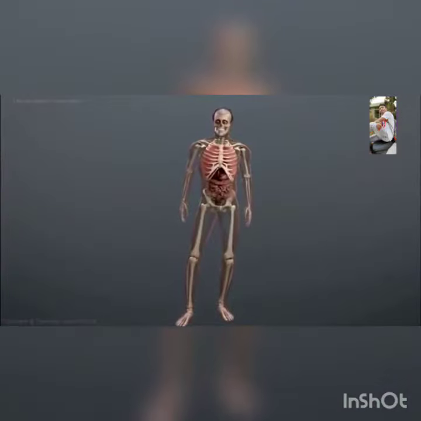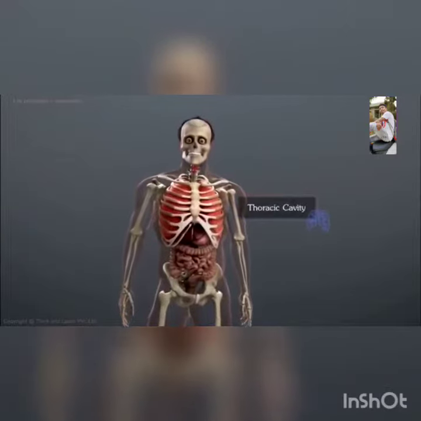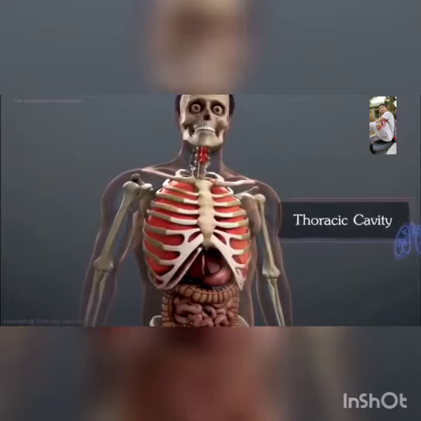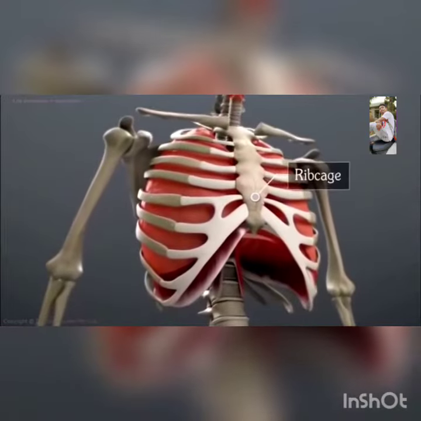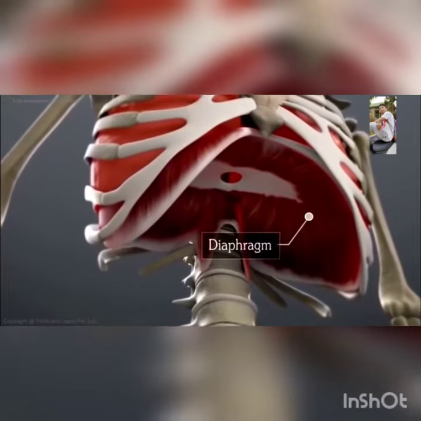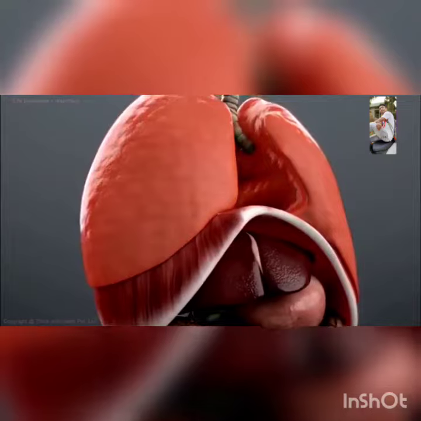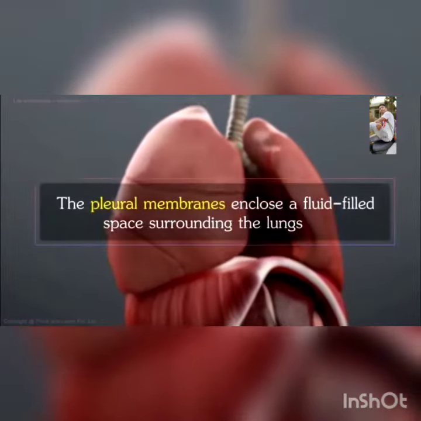In humans, the main organs responsible for respiration are present in the thoracic cavity. In the thoracic region, the rib cage and a dome-shaped fibrous tissue known as the diaphragm are observed. Present within the rib cage are the pleural membranes, which enclose the lungs.